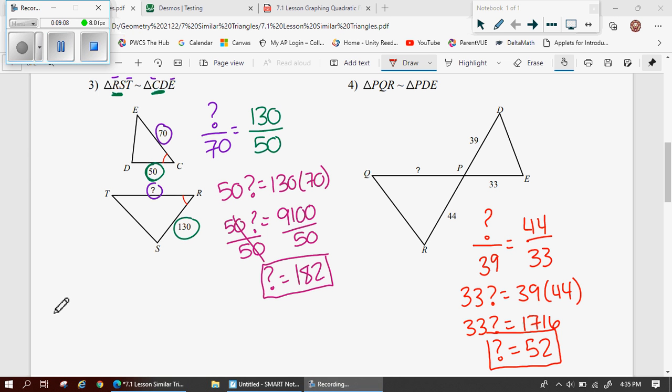So there you go. There's my solution. Check to see if you got it right. If you got 52, good job. If you didn't, that's okay. That's why we practice. Check to see if you can find your mistake. If you can't, make sure you ask me for help.